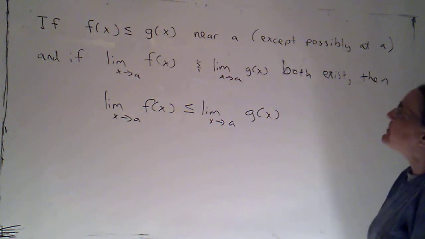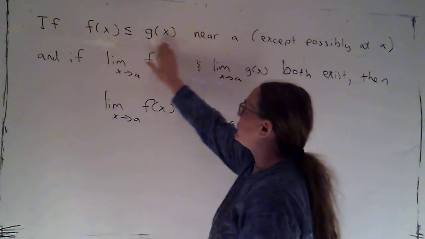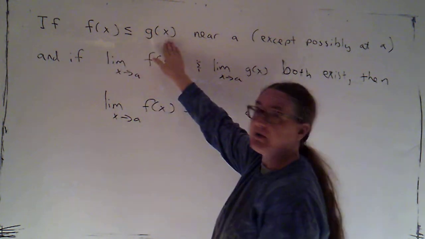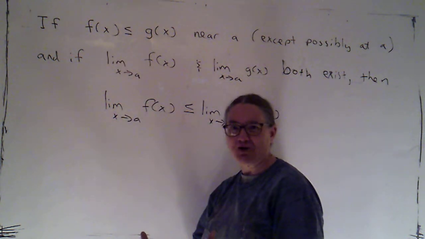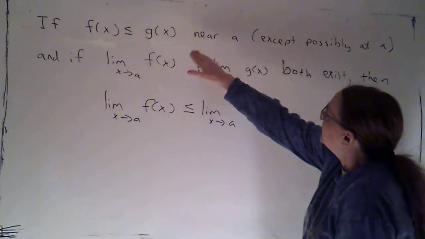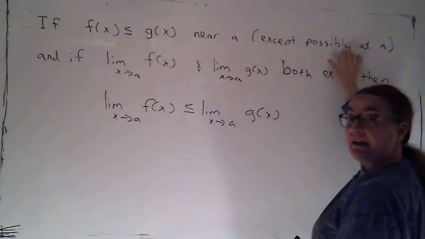Okay. So this is saying if I have two functions, f of x and g of x, and they have this relationship, f of x is less than or equal to g of x. So I'll refer to f of x as the smaller function. And that relationship holds near a, except possibly at a.